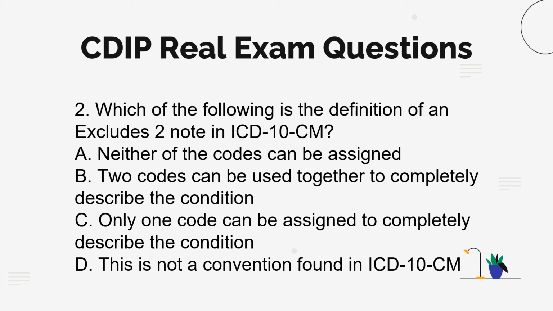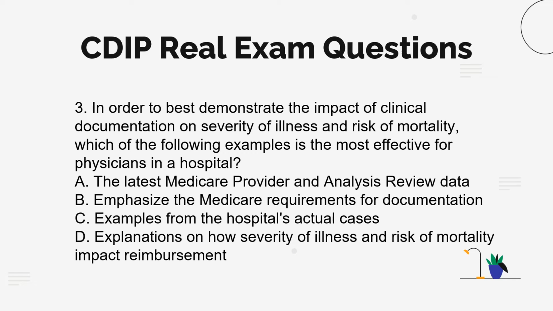2. Which of the following is the definition of an excludes to note in ICD-10-CM? A. Neither of the codes can be assigned. B. Two codes can be used together to completely describe the condition. C. Only one code can be assigned to completely describe the condition. D. This is not a convention found in ICD-10-CM.